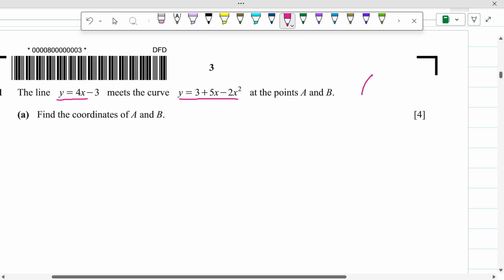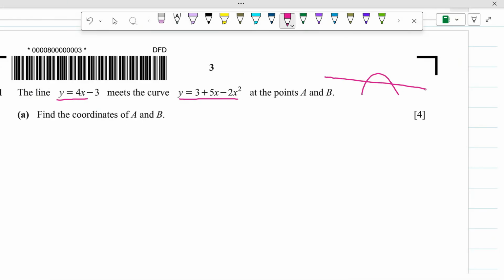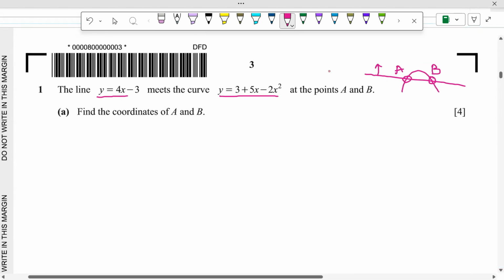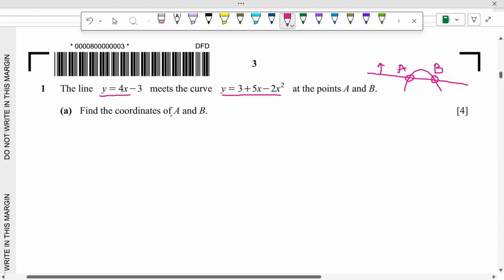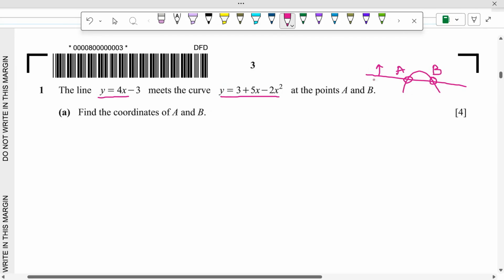So when this parabola, and this is the equation of the line, we need to find the points where these two curves intersect. So this is the point A and this point is B. So we need to find the coordinates of A and B. A and B can be found by solving these two equations simultaneously.